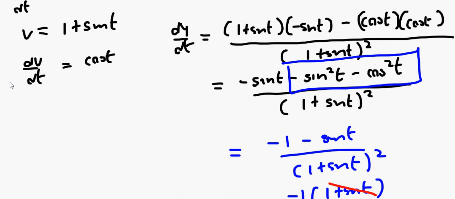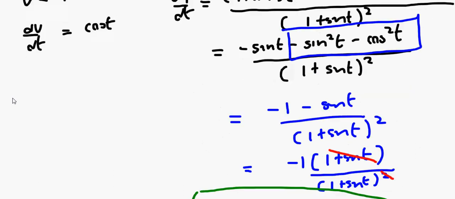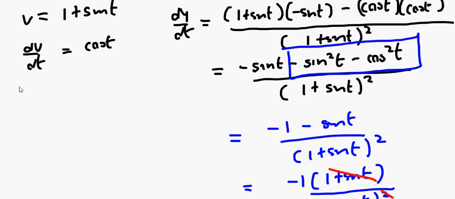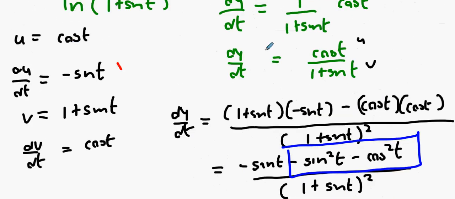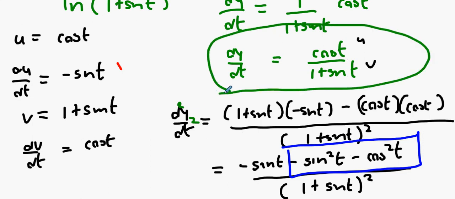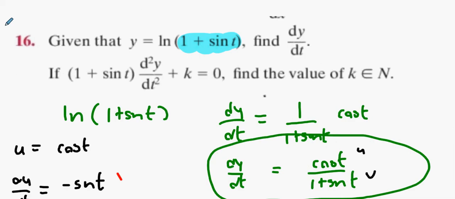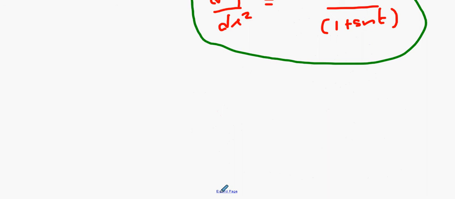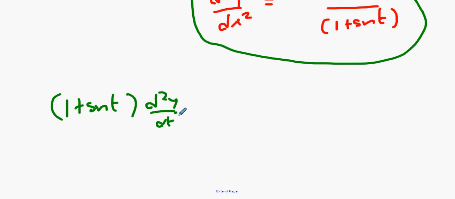Where's our first derivative? Where did I get the first? Oh, there it is. That's going to be the second derivative. There's our first derivative. Okay, now what does it want from me? It wants me to do 1 plus sine t multiplied by the second derivative plus k equals 0. Alright, that's not so bad. That's handy enough now.